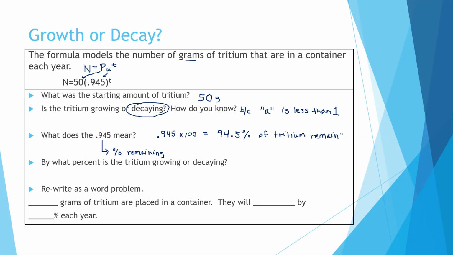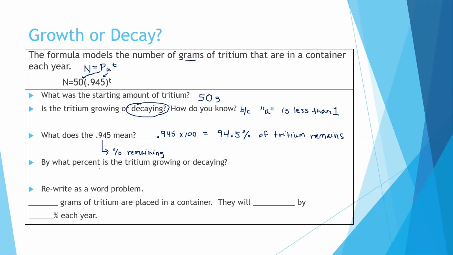So this A value calculates what's left, not what is gone. Okay, so that can be changed to percent because we know that there's constant percent change in exponential problems. And so we change it to a percent by multiplying by 100, and it gives us what's remaining.